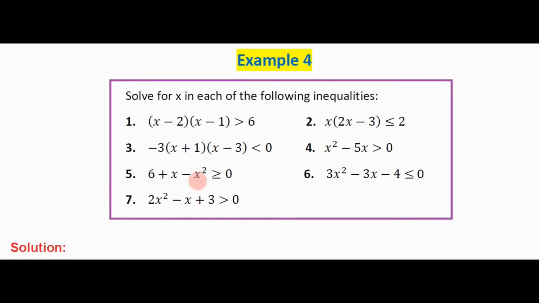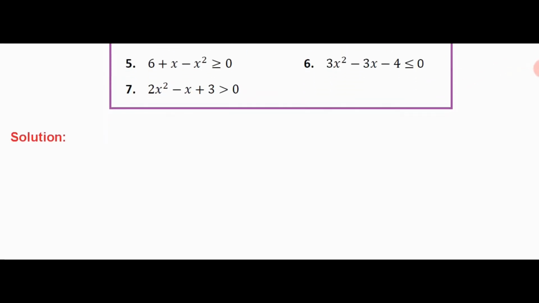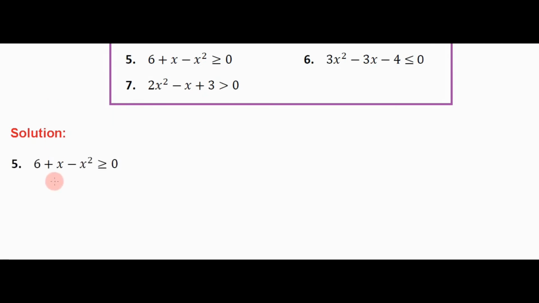Let's look at number 5. So here we have 6 plus x minus x squared is greater than or equal to 0. We do have a 0 on the right-hand side, and we have a trinomial on the left-hand side, but we want to write it in standard quadratic form. In other words, with the x squared first, then the x, and then the 6. So it's going to be minus x squared plus x plus 6 greater than or equal to 0.